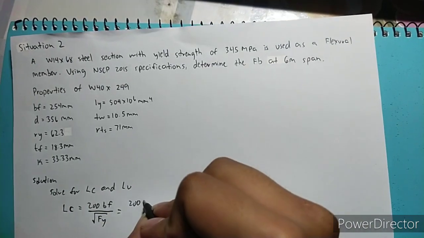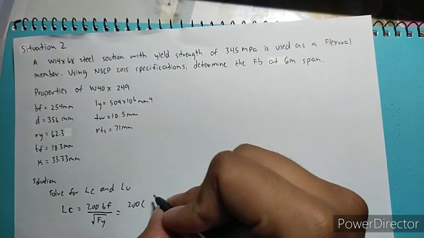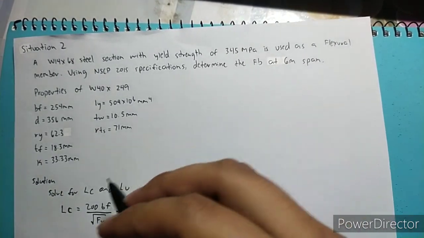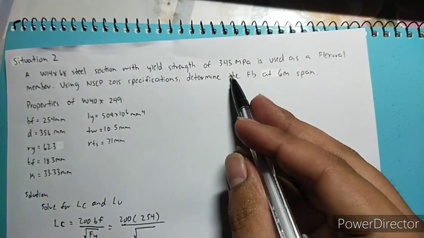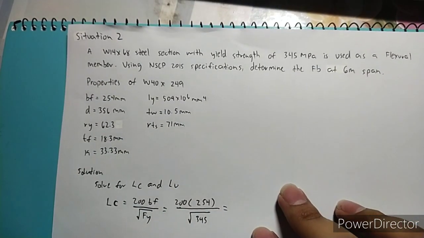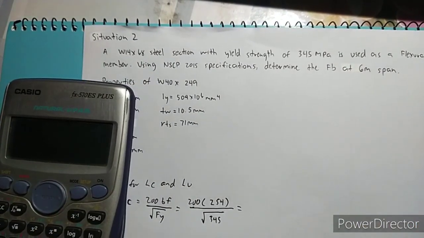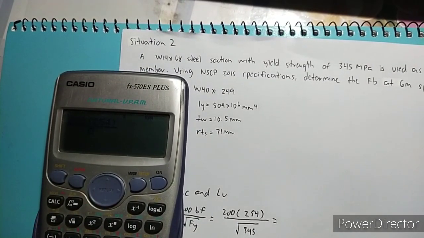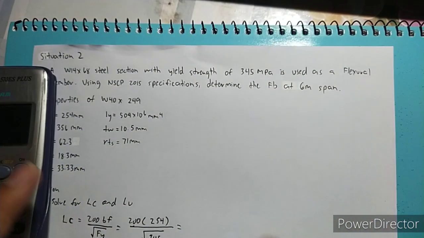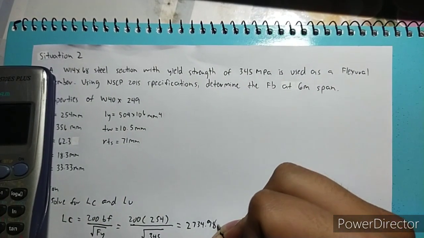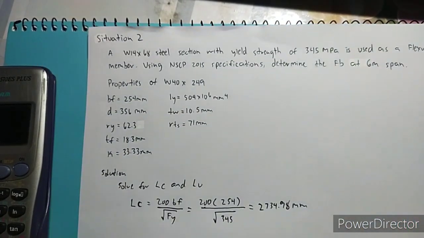So 200 multiplied by BF natin is 254 over square root ng FY. So sinasabi dito na FY natin is 345. So equals sa 200 multiplied by 254 over square root ng 345. So makuha tayo na sagot na 2,734.98 mm.